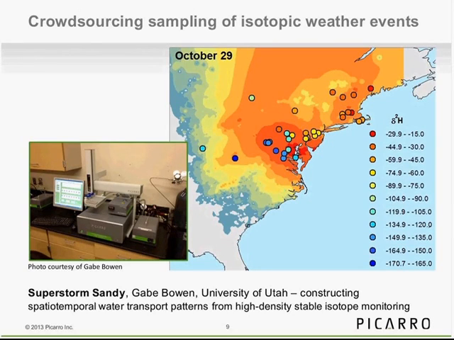So this is a really interesting effort, I think, that Gabe Bowen did at the University of Utah. As Superstorm Sandy came up the East Coast in late 2012, he sent out an email to IsoGeochem, to many other user groups, isogeochemists around the East Coast, and basically asked them to go out and sample the rainfall happening during that event. He's since then measured a huge number of these on his Picarro analyzers, and we're starting to see patterns in the spatial variability of isotopes during an extreme weather event.